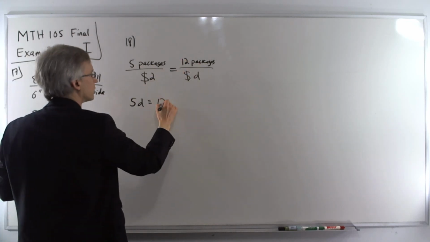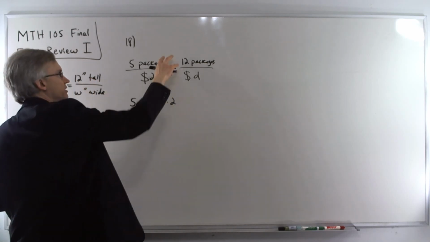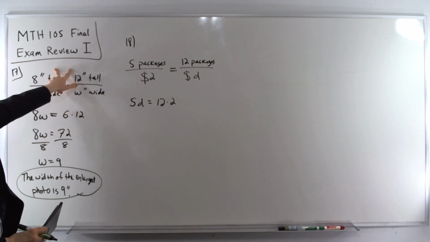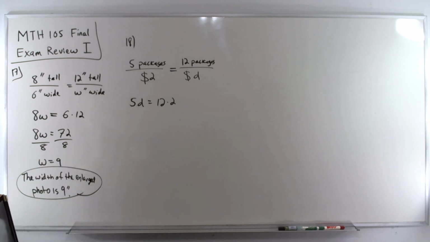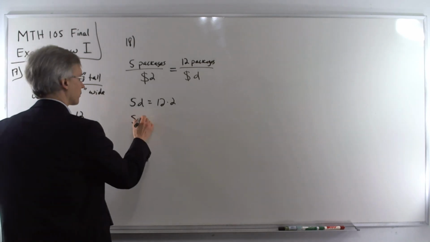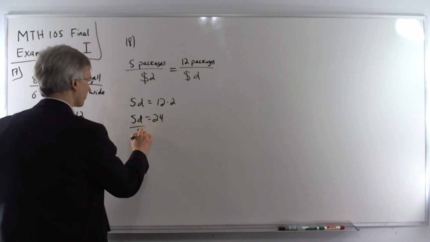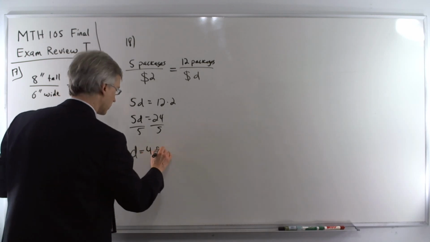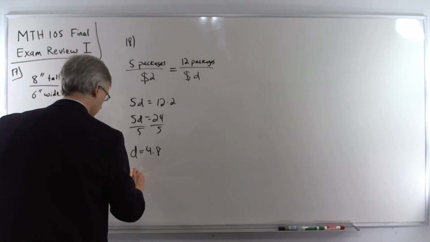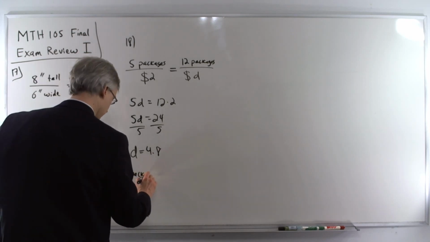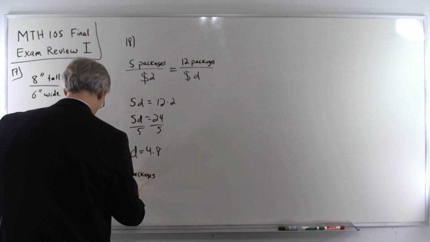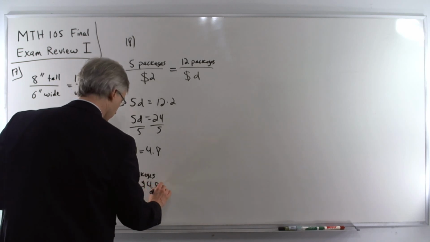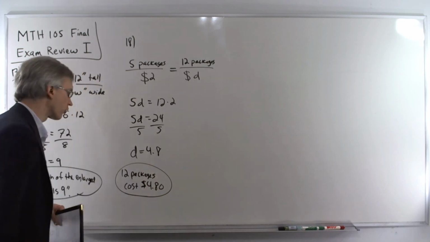and 12 times 2. Notice when I set these up, I got dollars on the bottom, packages on the top in both of these. Got width on the bottom, height I guess, on the top. So make sure you set these up so they're consistent. So we got 5D is 24, divided by 5, and that will make D 4.8. So that makes 12 packages cost $4.80.